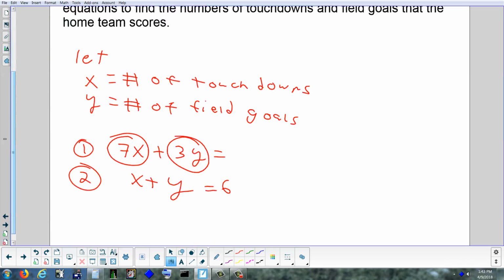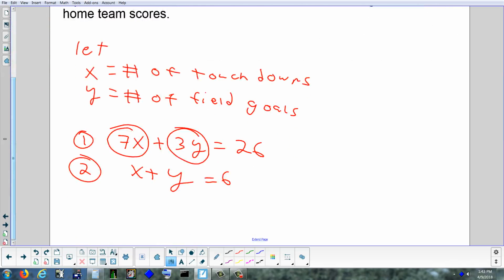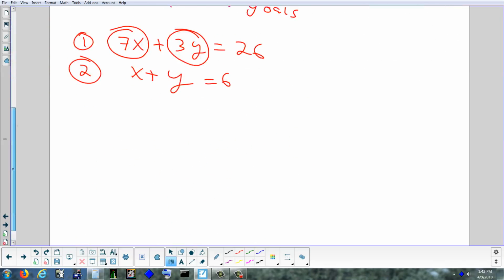So 7x is the number of points for touchdowns. 3y is the number of points for field goals. What's the total number of points? 26. Now we've got our system. Okay, we're not going to graph that. We're going to solve it.